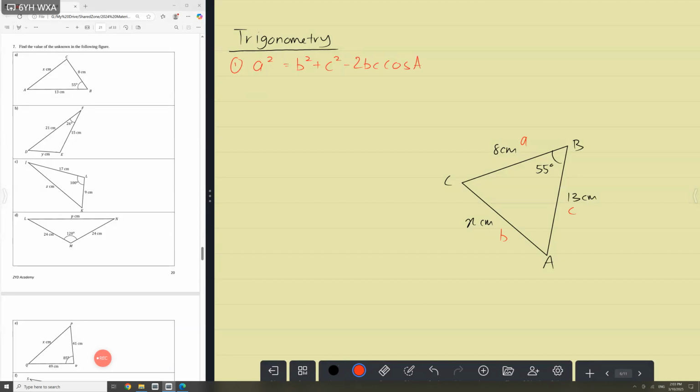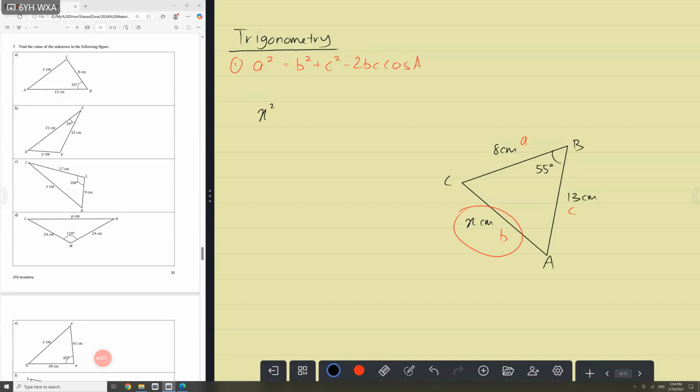Always start with what you want to find, and in this case, you want to find this x cm. Because I want to find x cm, I'm going to put up my a squared as x. Instead of using the true a, which is 8 cm in this diagram, I'm going to use x as my value of a in this formula. That means in the next formula you see b and c squared, so by right, you're supposed to take the length of 8 and the length of 13, which are the remaining two lengths.